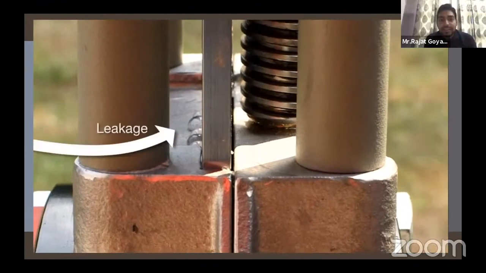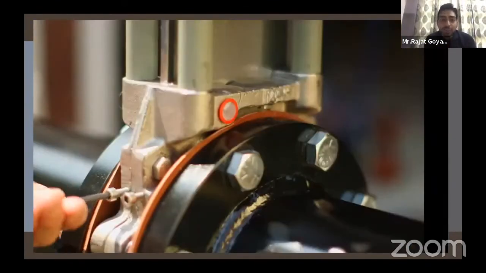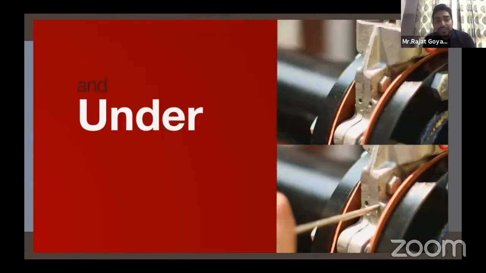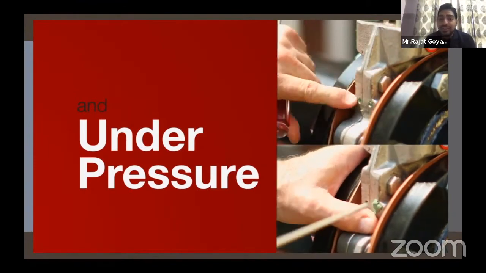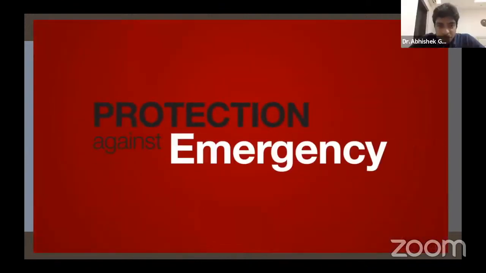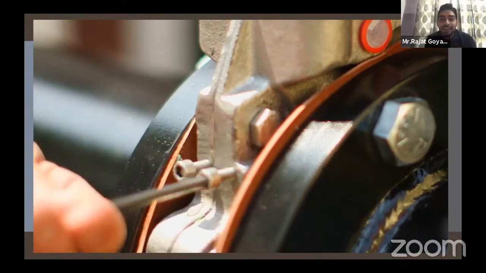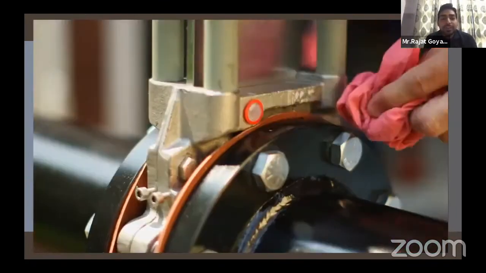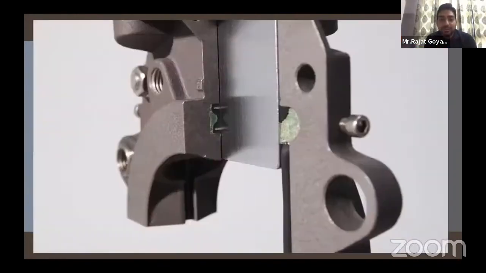As you can see, there's leakage during operation after a year or two. In full pressure condition only, we can replace the seal kit. We just have to unscrew the two nuts and insert the seal kit, and again our valve is good to go. Against emergency downtime, this helps in reducing the shutdown time. We do not have to take the valve out to replace the seal kit. Again, in full pressure condition, the valve is good to go.